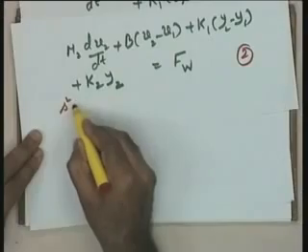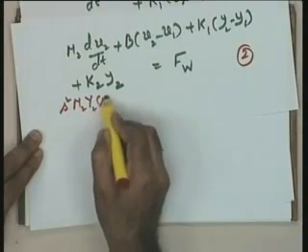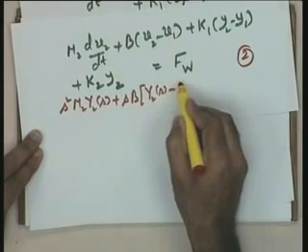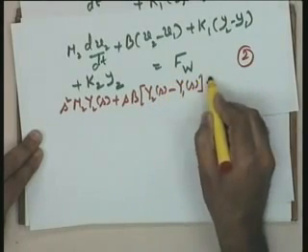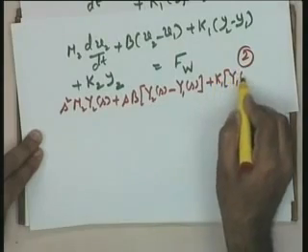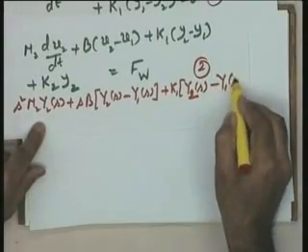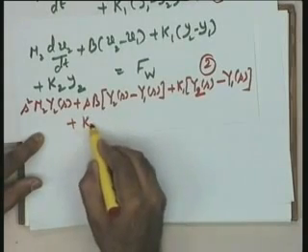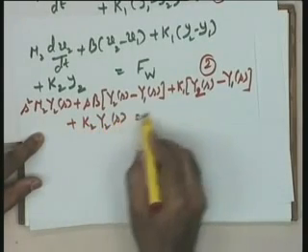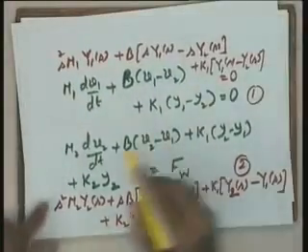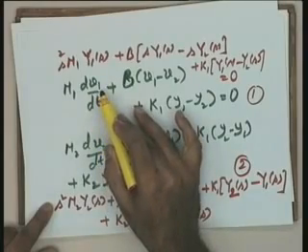Look at the second equation. Similarly, I will get s squared m2 y2(s) plus s b (y2(s) minus y1(s)) plus k1 (y2(s) minus y1(s)), plus k2 y2(s) equal to fw(s). Could you please go a little slow? Okay, fine, I will do it. I repeat, look at this equation.